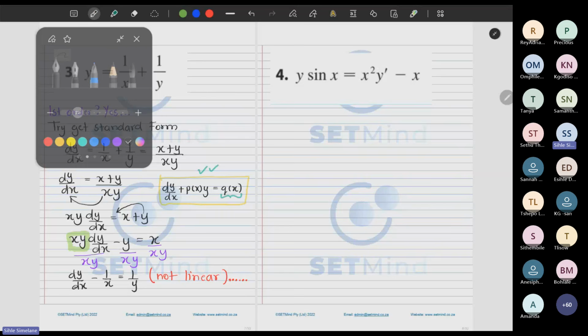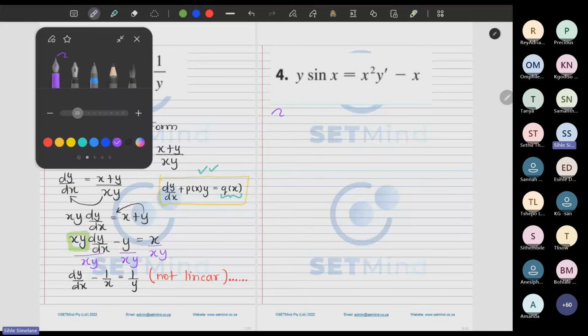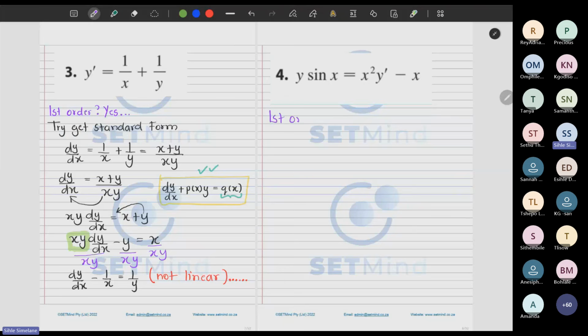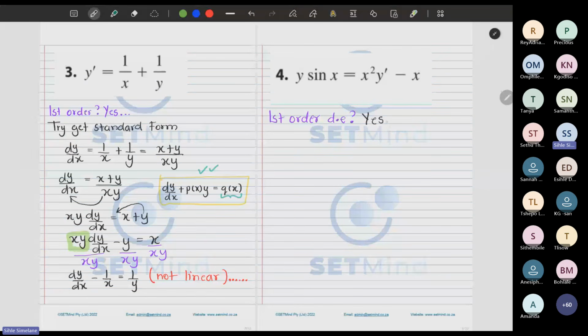Let's have a look at this one now, number 4. So this one here, we can all agree that it is a first order DE. Why is it a first order DE? The highest derivative is the first derivative. So this is definitely a yes. Why a yes? We should mention the highest derivative is the first derivative.